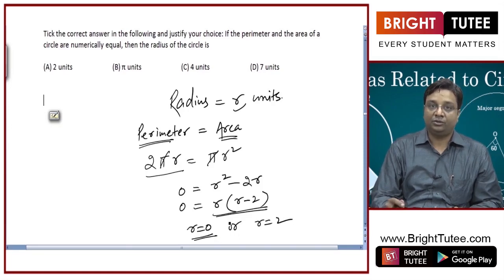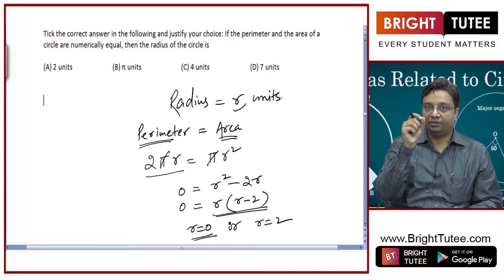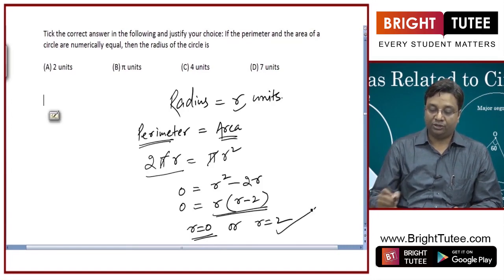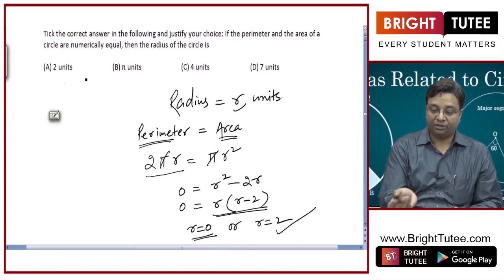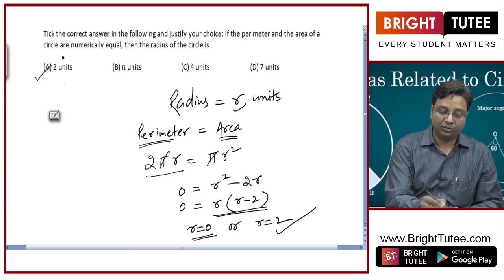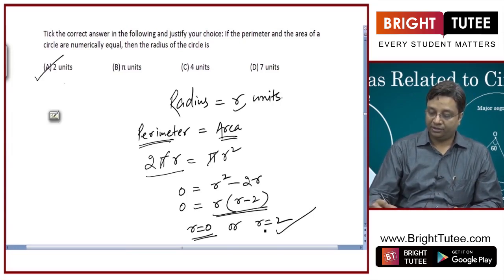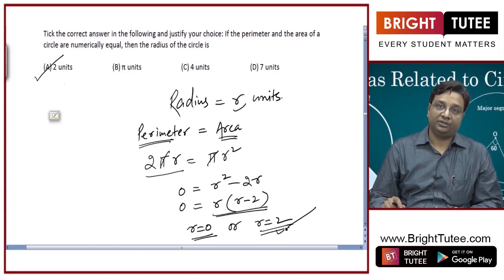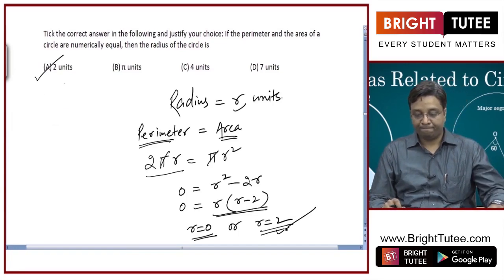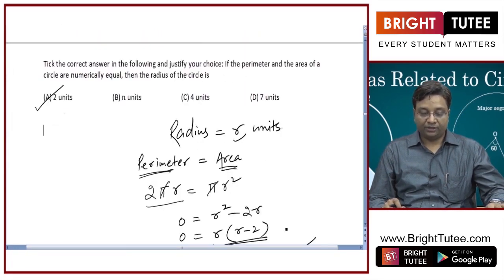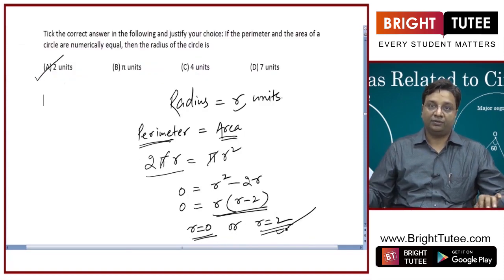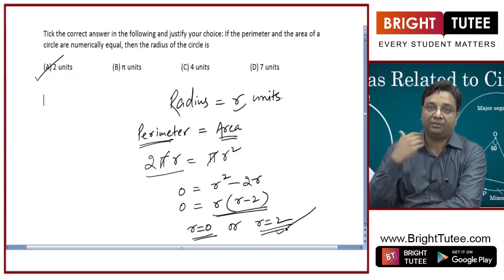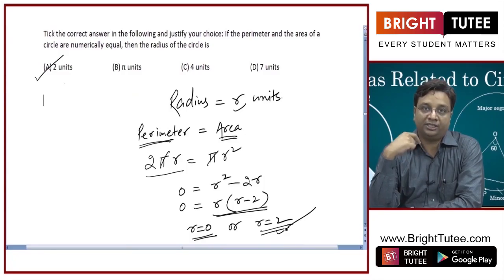But if r is 0, the circle will become a point. So r here is 2, and out of these options also 0 is not given, so it is 2 units. So 2 units is the radius of this circle. So this was it for this exercise. Now we will do some of the questions which appeared in your previous year board examinations.